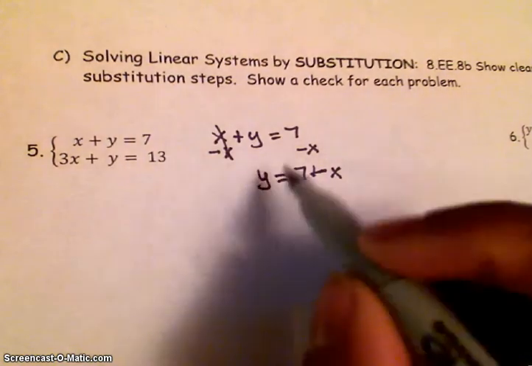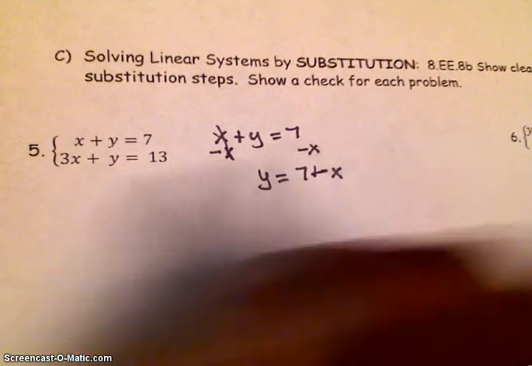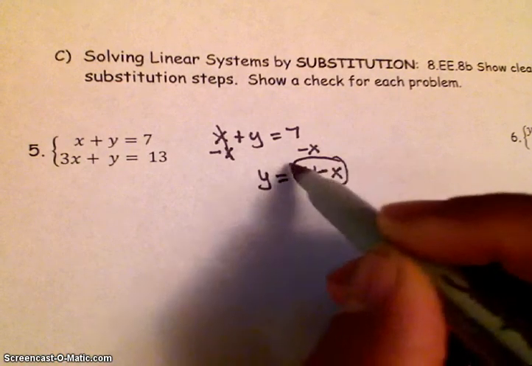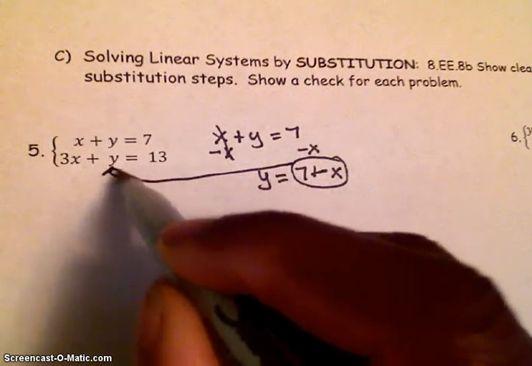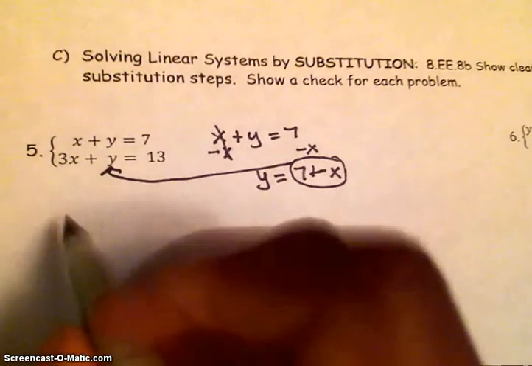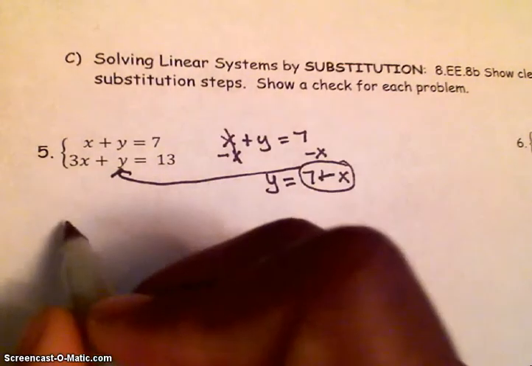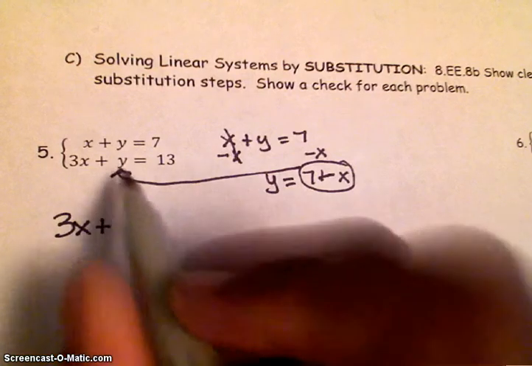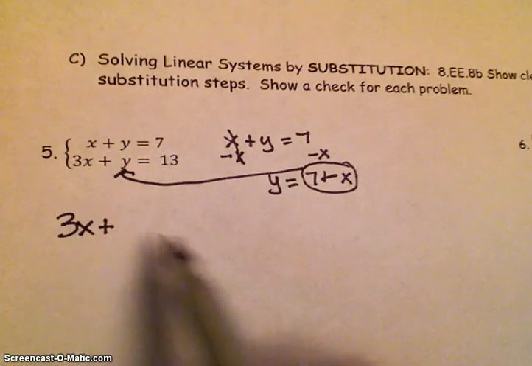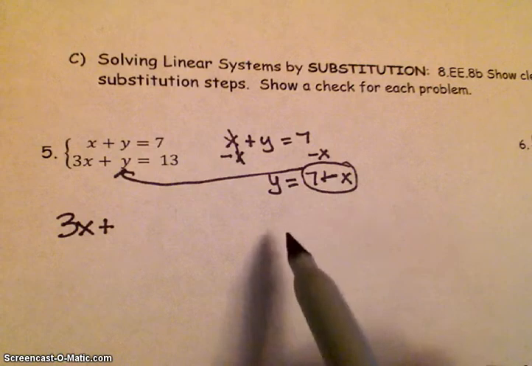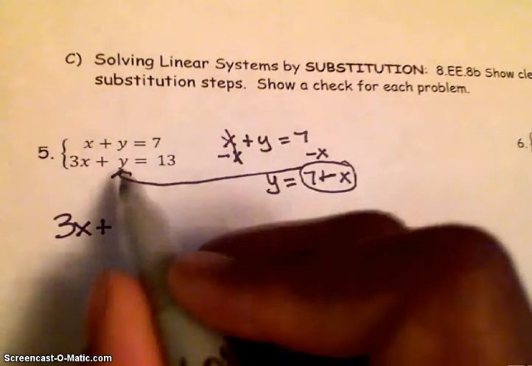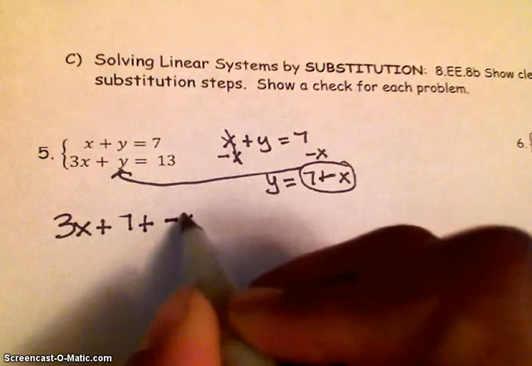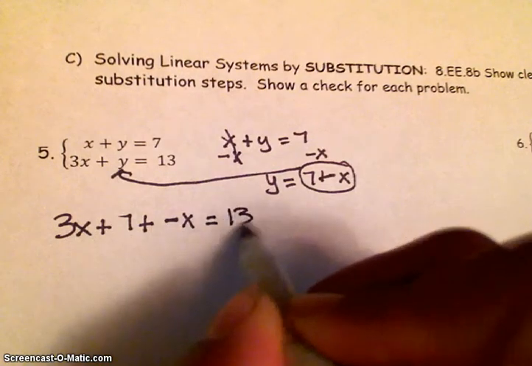Once I know what y equals, if you look at this equation, I can take that whole quantity and substitute it in for y. So I'm going to take the second equation and rewrite it. I have 3x plus, now instead of y, I'm going to use 7 plus a negative x. So I'm going to replace y with 7 plus negative x equals 13.